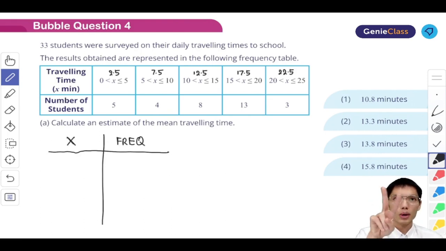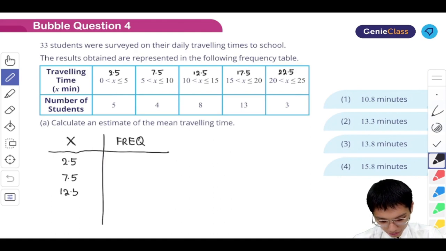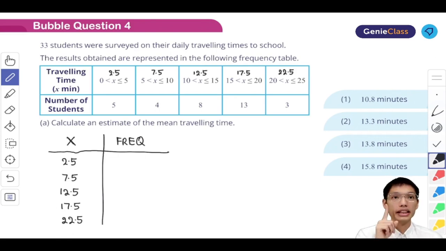You have 2 things. One is the x value, one is the frequency. Key in the x value as it is, because when you do the midpoint, divide by 2, you're bound to have a 0.5 at the end. Key in with the 0.5 at the end. So 2.5, 7.5, 12.5, 17.5, and 22.5. Do not, I repeat, it does not have to be a whole number. Do not round up my value. Key in as it is.